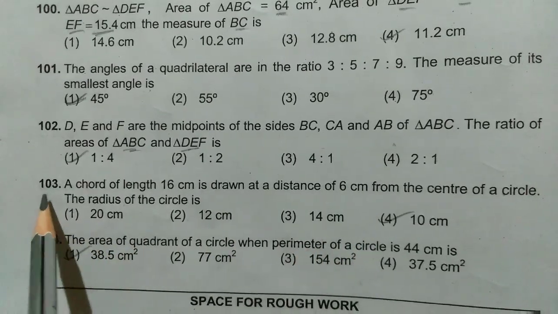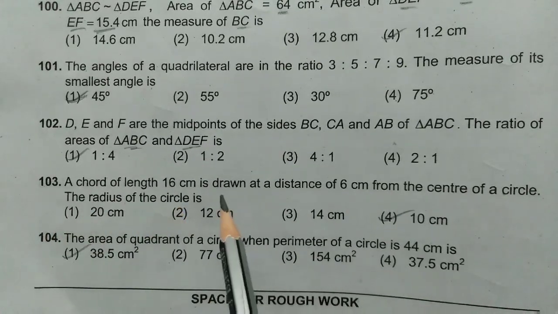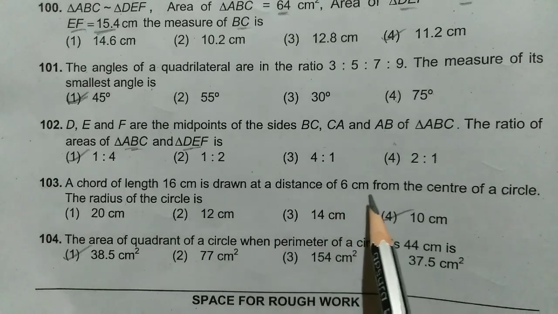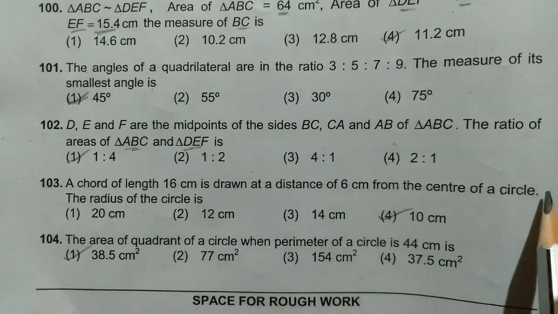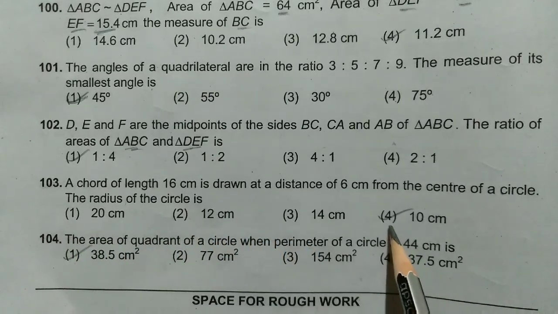So question number 103. A chord of length 16 cm is drawn at a distance of 6 cm from the center of a circle. The radius of the circle is how much? So the radius of the circle you will get here is 10 cm. This is the correct answer.